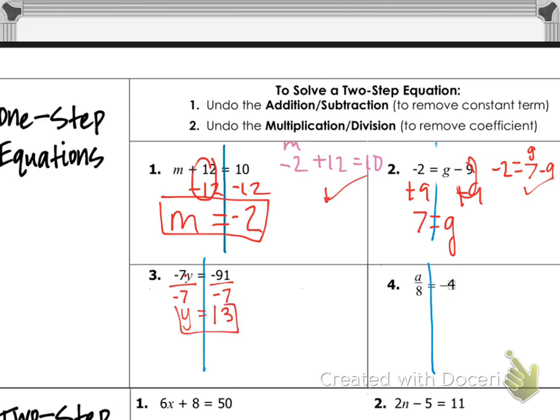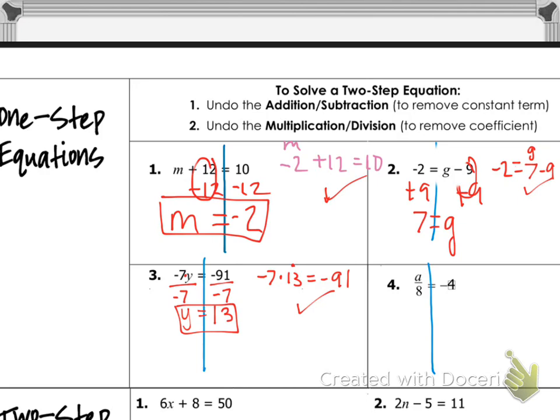So that's my answer. I'm going to put in checks. I have negative 7 times 13. Does that give me negative 91? Negative times a positive is negative. 7 times 13 is 91. Oops. Did not mean to do that.